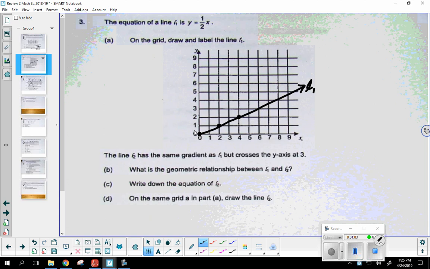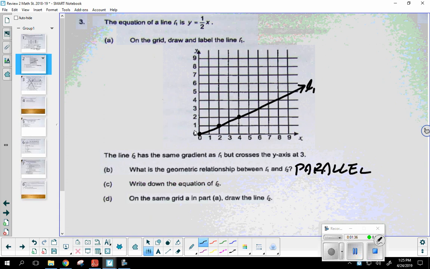Now it says the line L sub 2 has the same gradient as L sub 1, but crosses the y-axis at 3. What's the geometric relationship between L sub 1 and L sub 2? Parallel. That's exactly what we're talking about. They are parallel. And what do we describe the lines as doing if they have gradients that are opposite reciprocals? Perpendicular. There you go. They form a 90-degree angle.